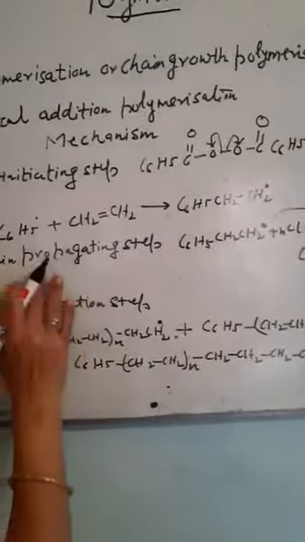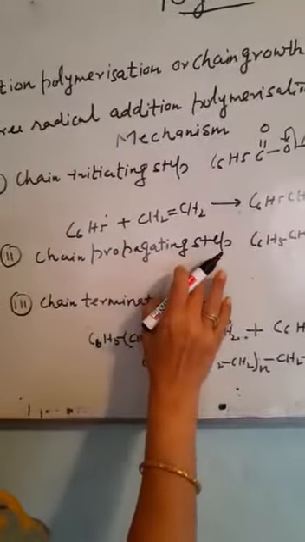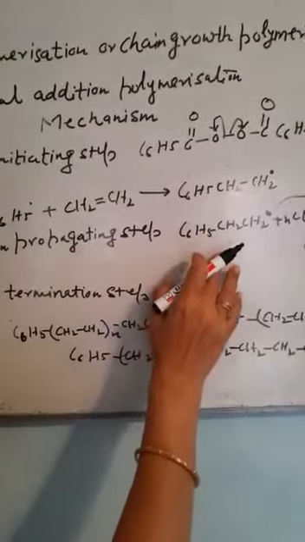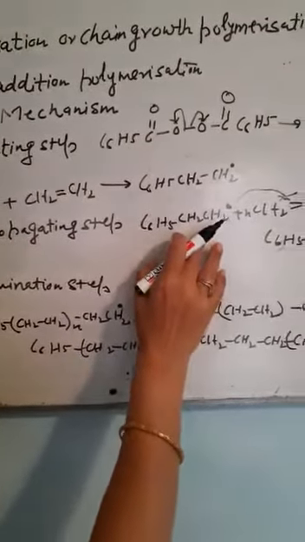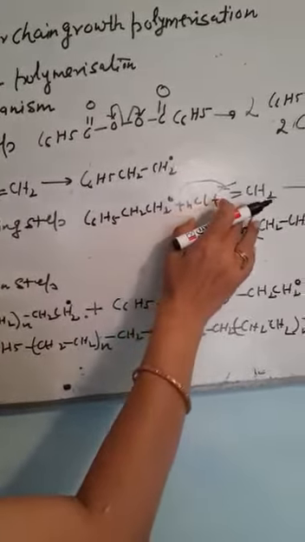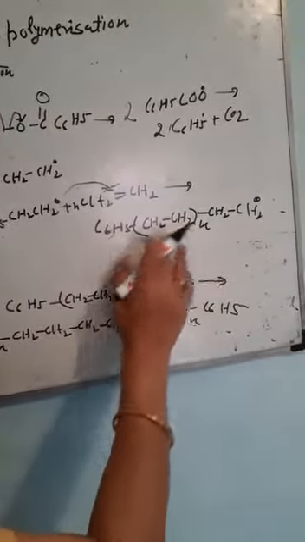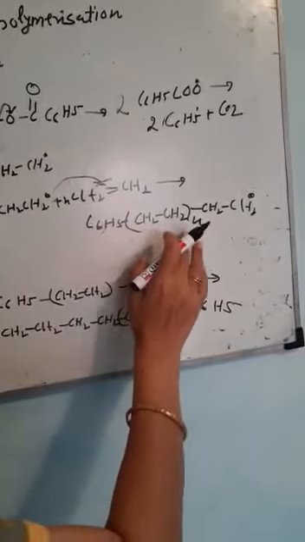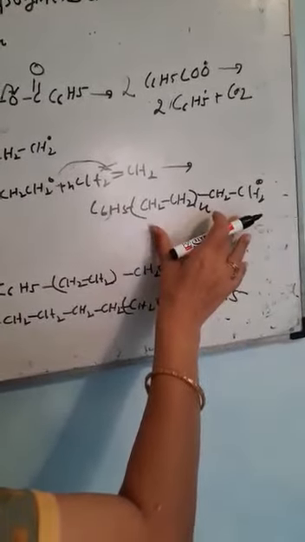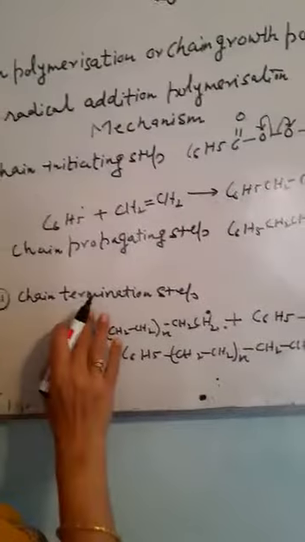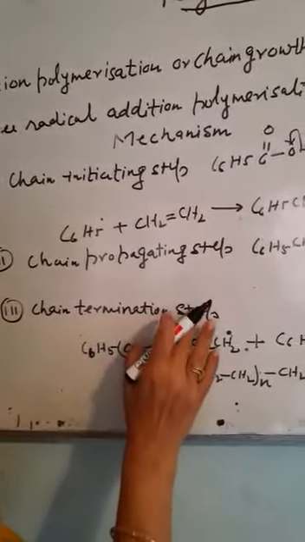The second step is known by the name of chain propagating step. In this, the growth of chains takes place. This bigger free radical combines with ethene, a chain is formed, and the chain becomes bigger and bigger. We can grow the chain of our own choice here. The third step is known by the name of chain termination step.